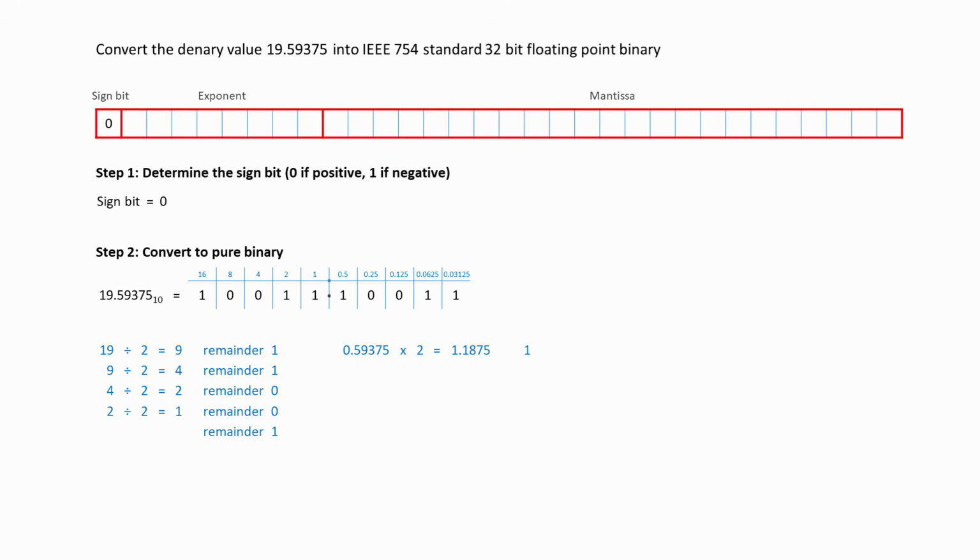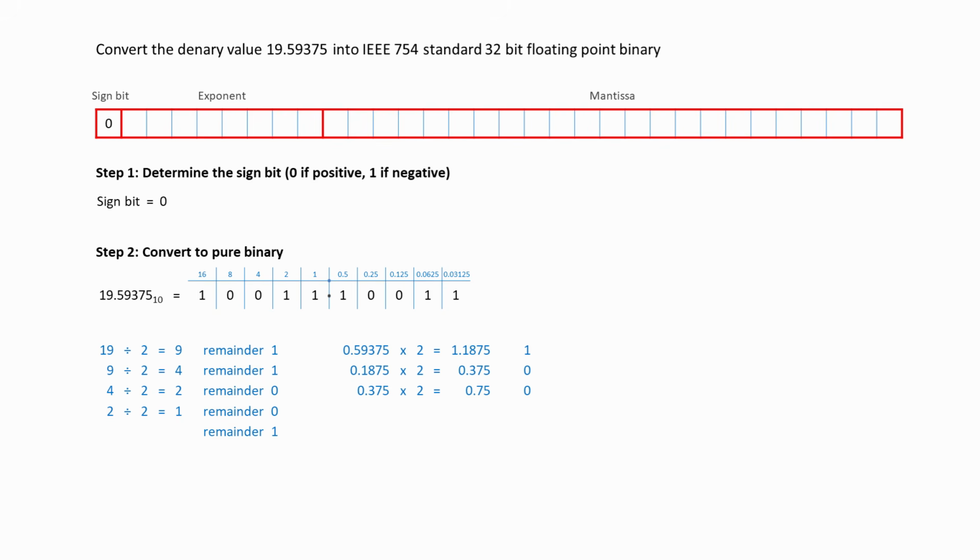0.59375 times 2 is 1.1875. The 1 in front of the decimal point of this result is the first binary digit you need. The fractional part of this result is then multiplied by 2. 0.1875 times 2 is 0.375. The result starts with 0, which is your next bit.